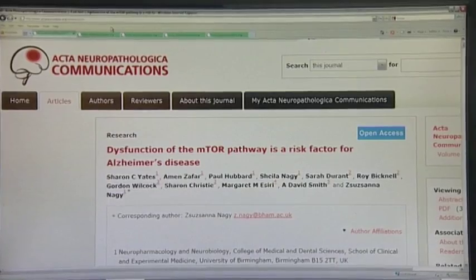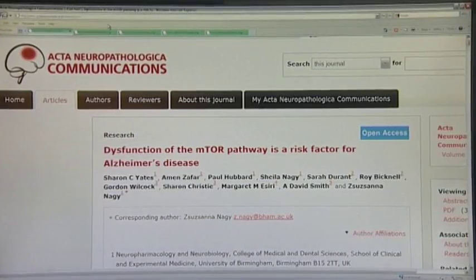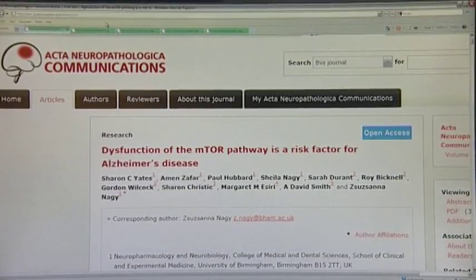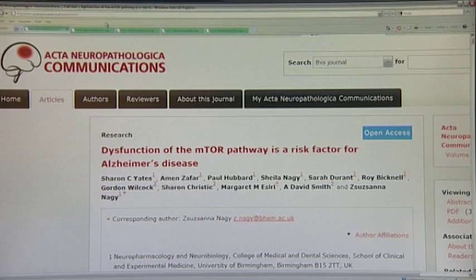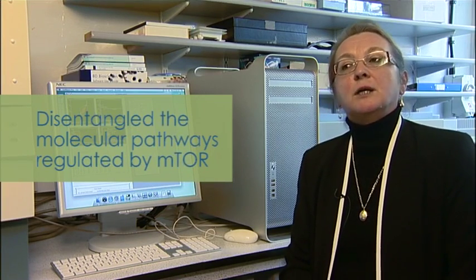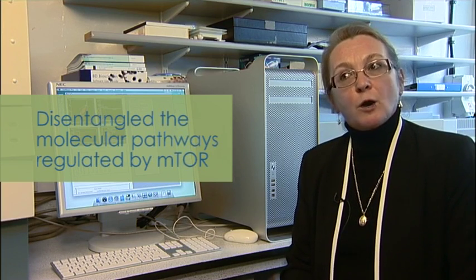The paper published today in Acta Neuropathologica Communications, entitled "The Dysfunction of the mTOR Pathway is a Risk Factor for Alzheimer's Disease," contains several layers of results and data. In the first instance, we have disentangled the molecular pathways that are regulated by mTOR.